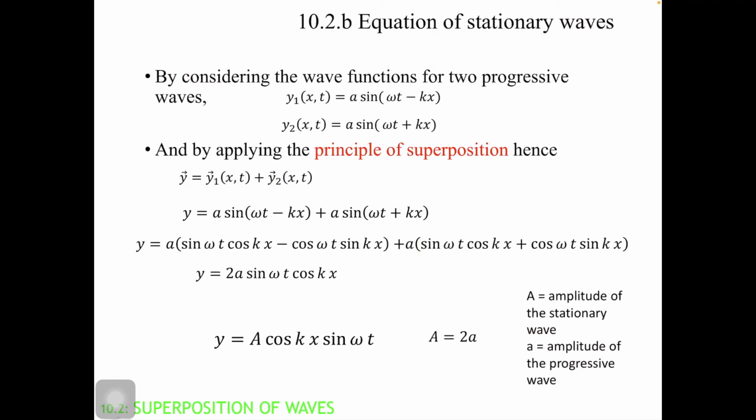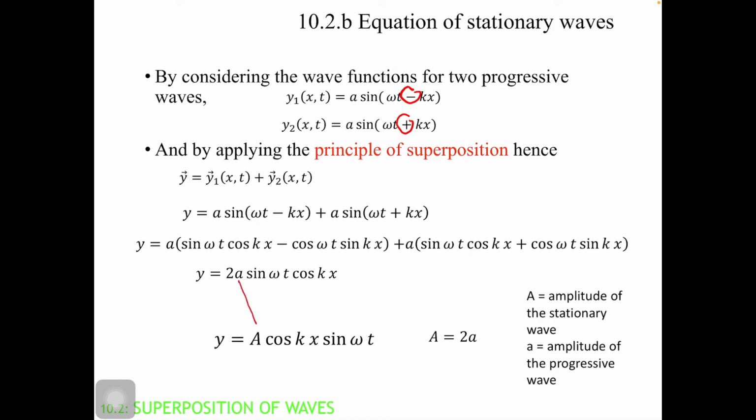Kita kata Y1 is wave 1, Y2 is the second wave. So Y1 moving to the right, bertemu dengan Y2 moving to the left. Negative to the right, positive to the left, bertembung. Okay, so Y is the displacement of the stationary wave, equal to Y1 plus Y2. So kita tambah dua-dua ni, dan kita akan dapat, ni kita buat trigonometric identity, awak tak payah tahu ni pun tak apa. So what we're going to have is Y equal to 2A sin omega t cos kx.